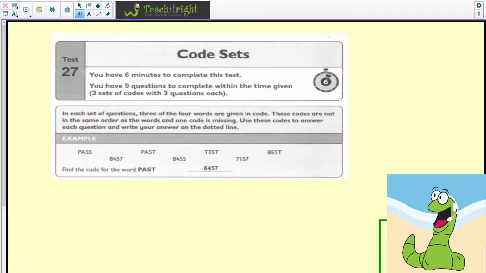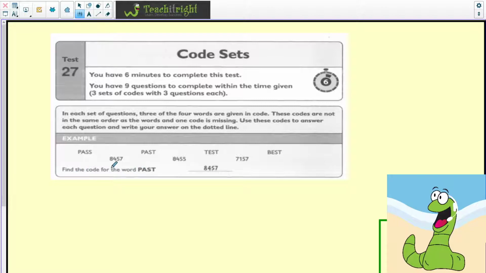So the first one was code sets, and we did talk about these within the lessons. These ones do involve quite a lot of strategy, and certainly, as I mentioned in the lesson, quite a bit of trial and error as well. Let's just have a brief look at the example. So the idea is you've got 4 words, and within those 4 words you have to match up 3 codes. So what that means is one of those words is not going to be required.